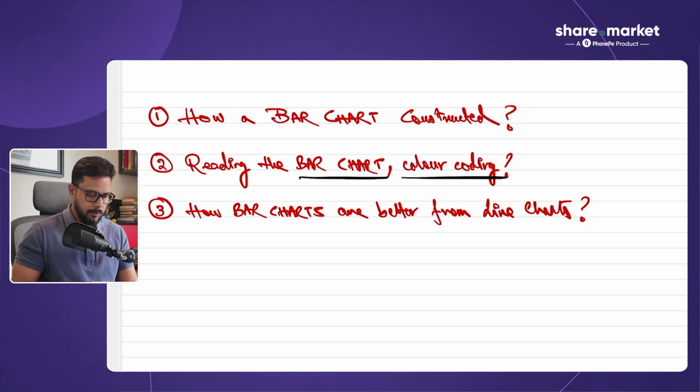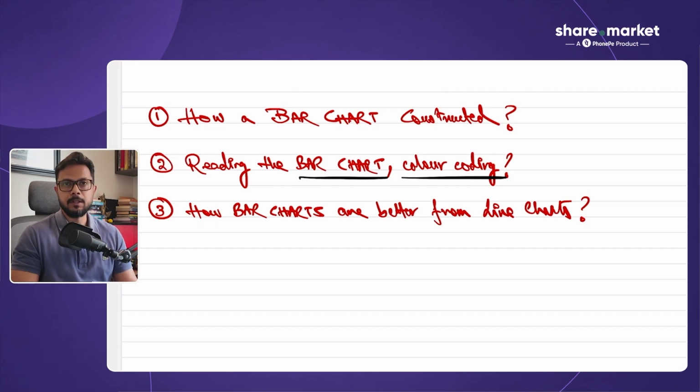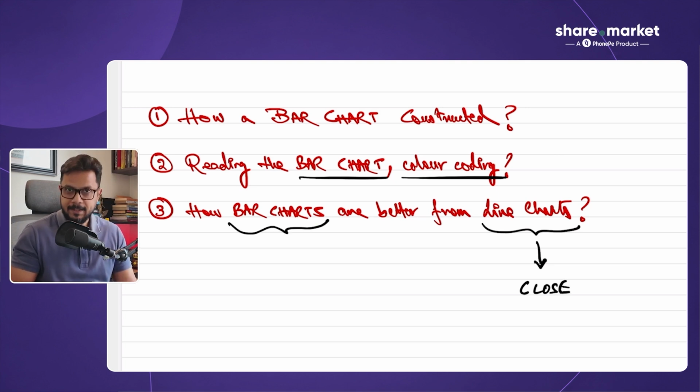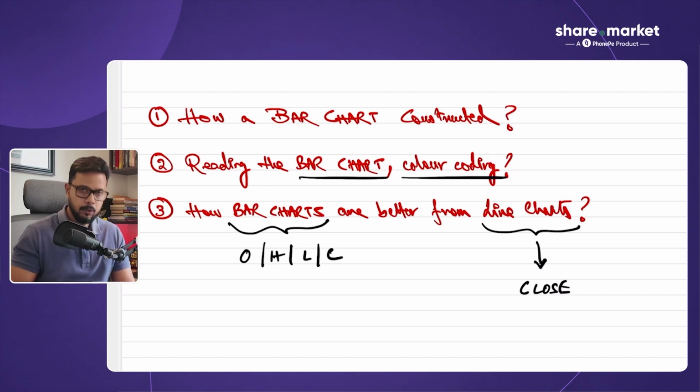Now let's come back to these 3 points which I wanted to cover in this particular video with you. And the third point is how bar charts are better than line charts. Of course, bar charts give us more information. The line chart was giving us only the closing price. The bar charts are giving us three more extra price information, and that is the open, the high, the low, the close. The disadvantage is the line charts are much cleaner and simpler.